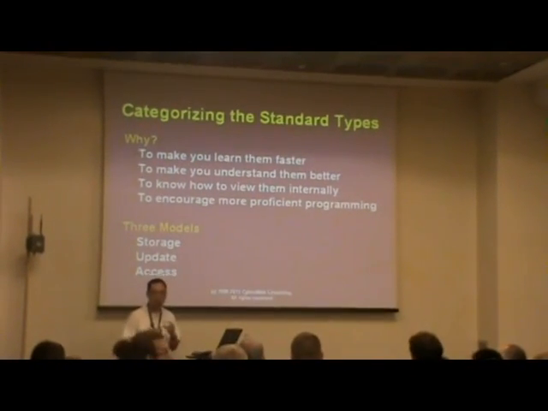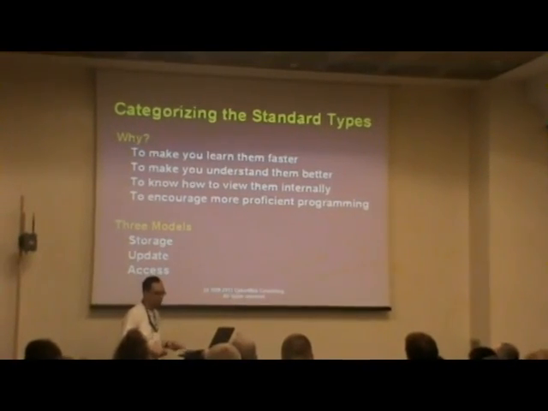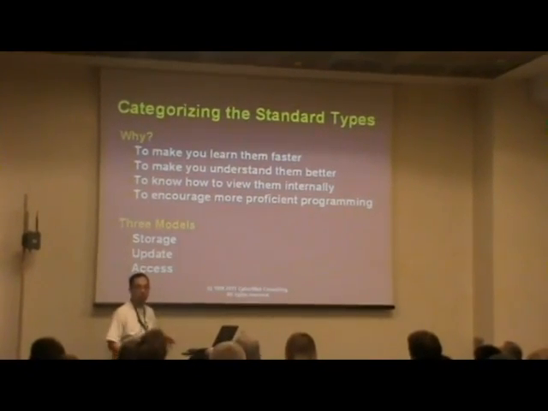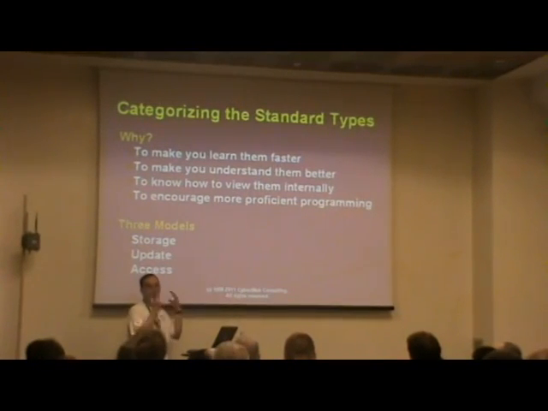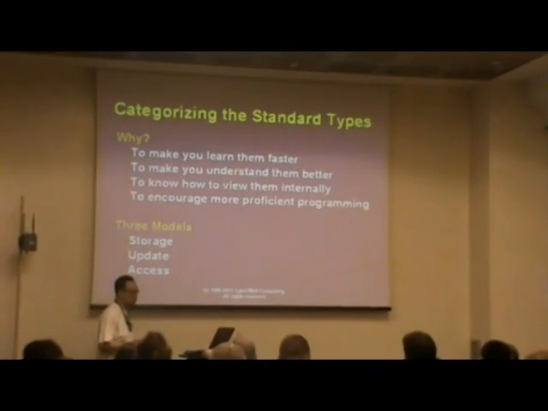Okay, now let's talk about the 3 different ways to categorize the standard types: the storage model, update model, access model. You won't find this in any other book because I'm a mad scientist and it's only my wild and crazy imagination, and so I put it in my book, so it's not in any other book.